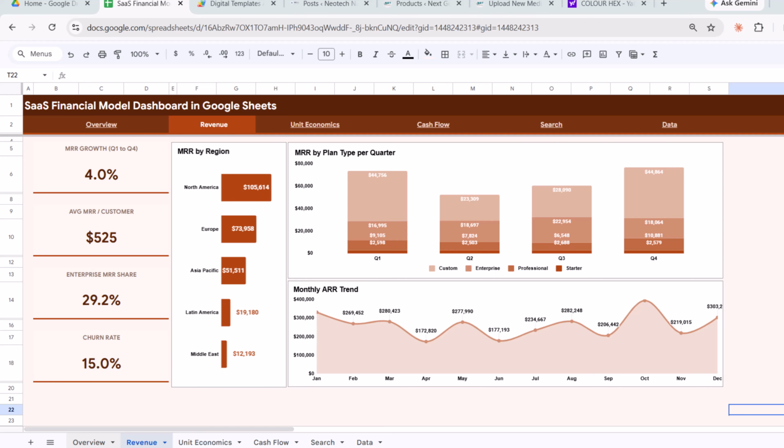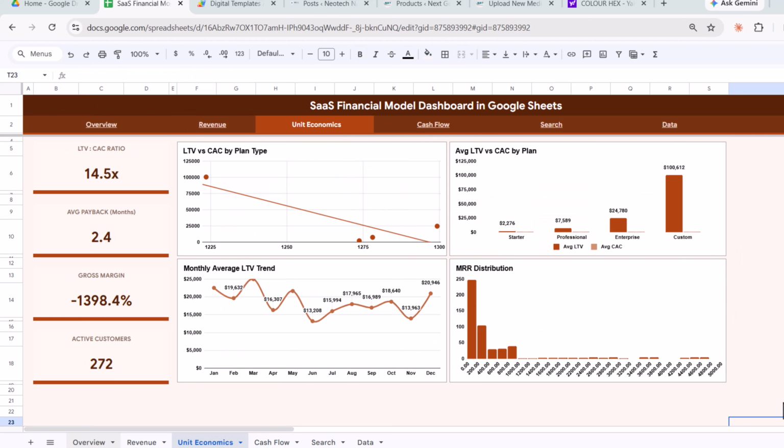The KPI cards show your MRR growth from Q1 to Q4, average MRR per customer, enterprise MRR share, and churn rate. On the right, MRR by region breaks down your recurring revenue across North America, Europe, Asia Pacific, Latin America, and the Middle East. Below that, MRR by plan type per quarter lets you compare how each plan tier is contributing to revenue across quarters. And the monthly ARR trend shows how your annualized recurring revenue has progressed month over month throughout the year.